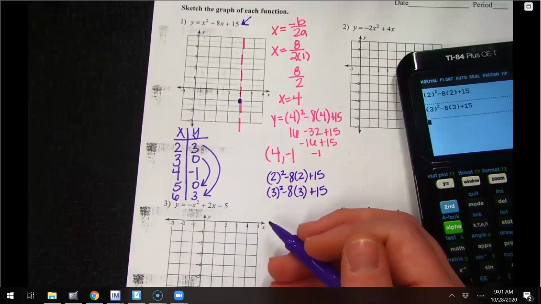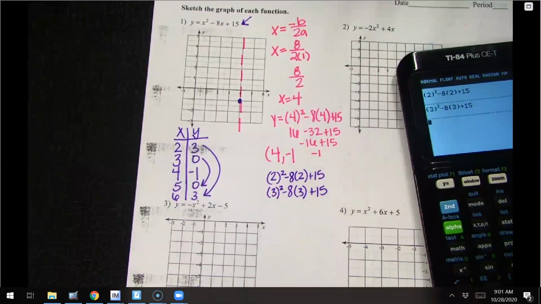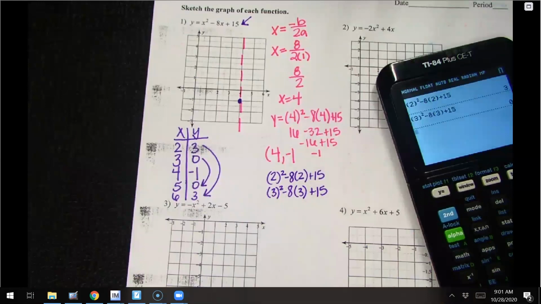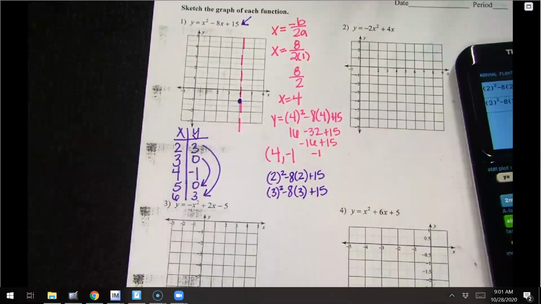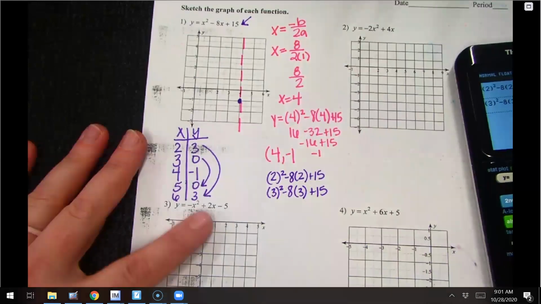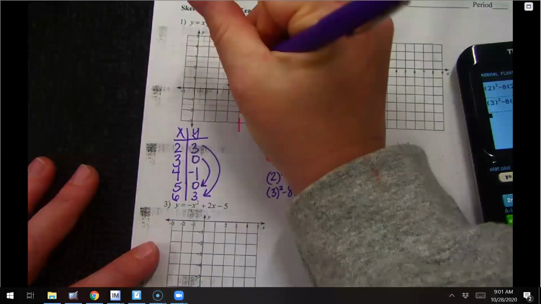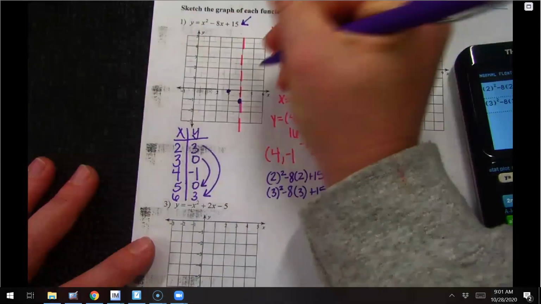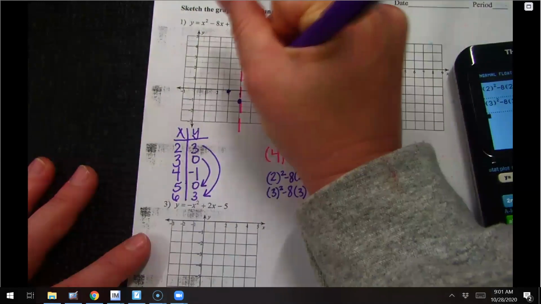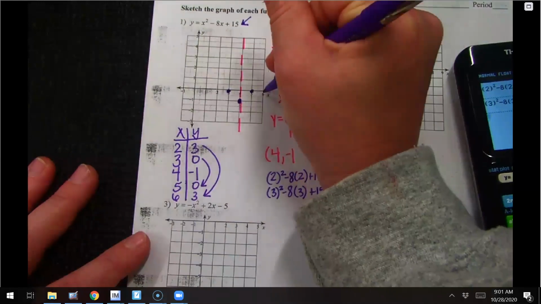Every graph's different. It just depends on the vertex. You're talking about the roots, like what you had to do on your Delta yesterday. It's just different based on each graph. It depends on how much it's been shifted and changed around. So it just depends on the graph. There's no rule to tell you what's going on. And then that's your graph.